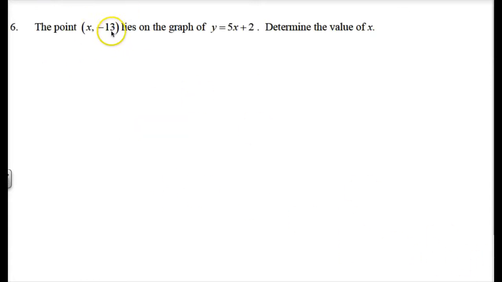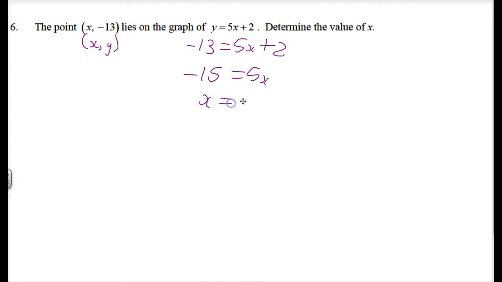The point (x, negative 13) lies on the graph. Determine the value of x. Well, a point on a graph is an (x, y). So we know that negative 13 is 5x plus 2. So that's my formula. Now I'm substituting. Subtract 2, so negative 15 is 5x, and x is negative 3. And you need to show that work. That's determine the value of x. Simply writing down here, x is negative 3, will get you no marks.